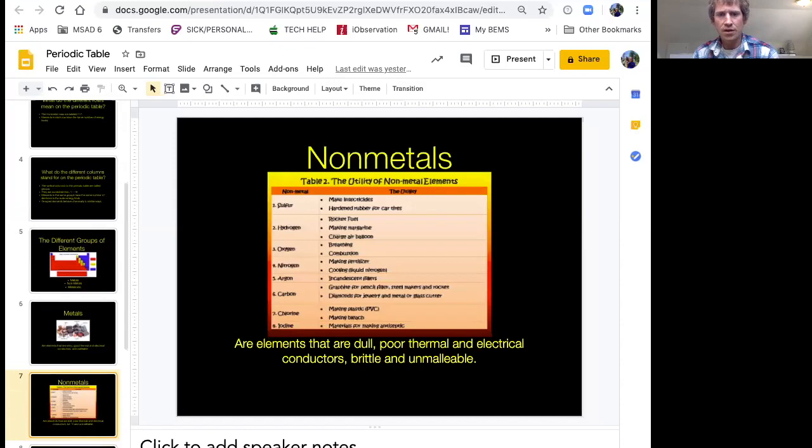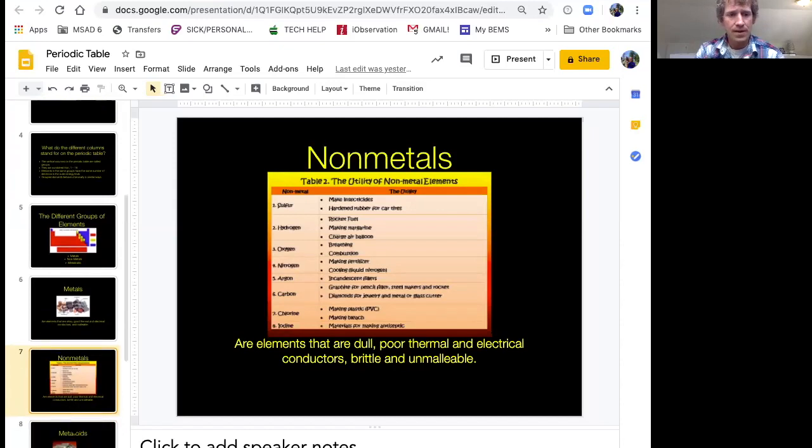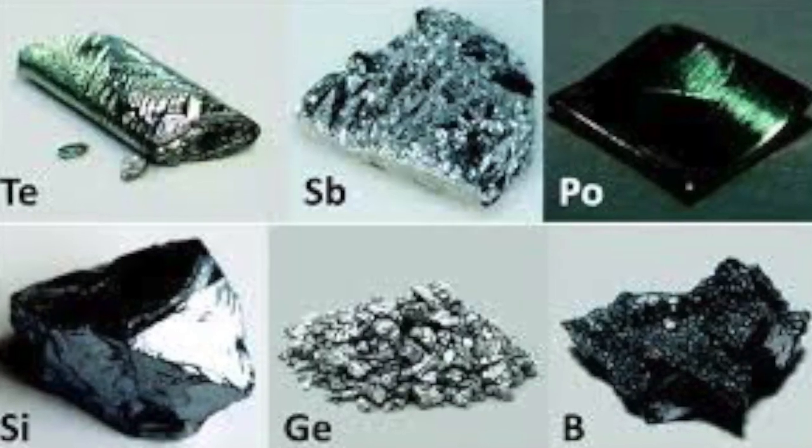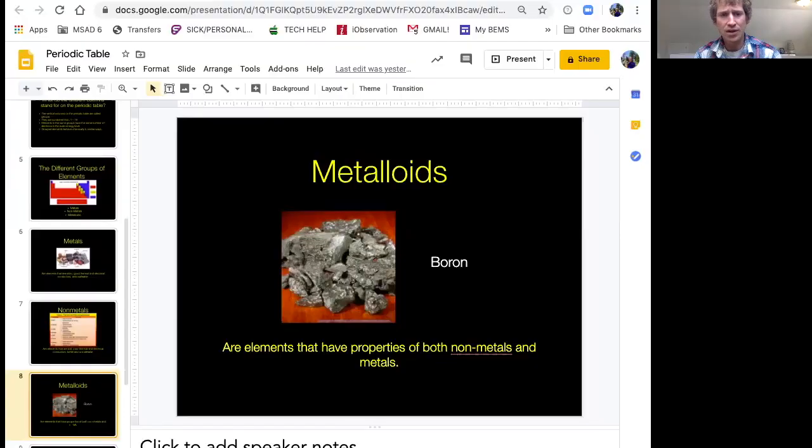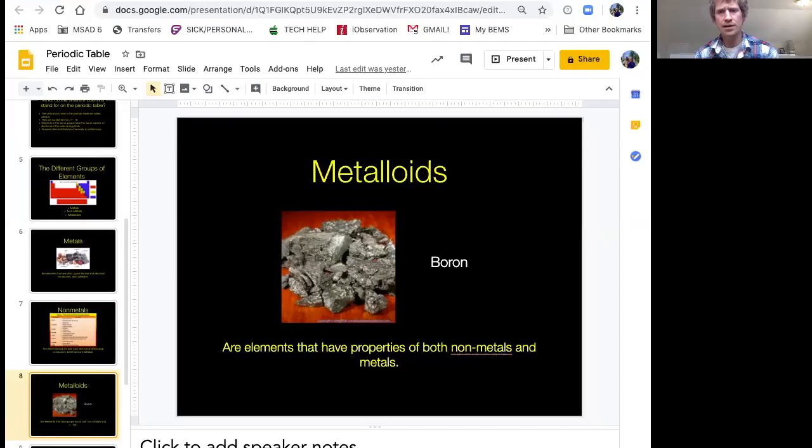And the nonmetals are elements that are dull, poor thermal and electric conductors. Brittle and not malleable means they break easily. And a lot of these are also gases, which makes sense because you can't even see those. And as for the metalloids, I got one example here, boron. It looks like a metal, but it's not really a metal. They have both non-metal and metal properties, they're kind of the weirdos that get mixed between metals and non-metals.